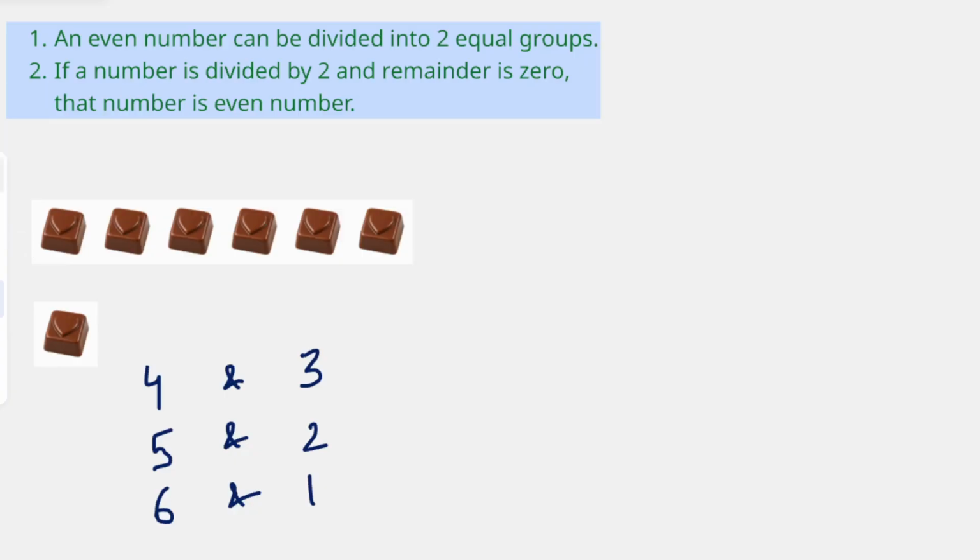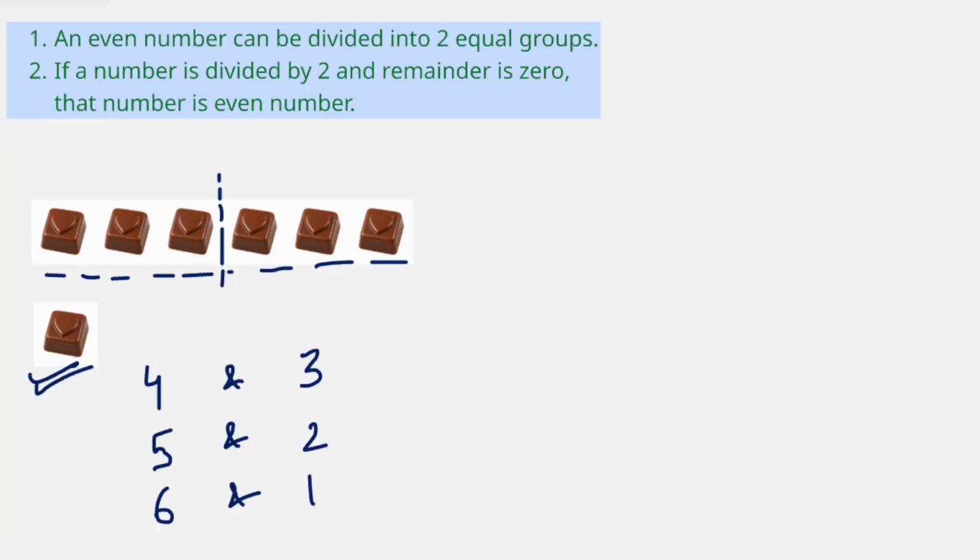Let's see what we did in the previous example. We made groups like this, 3 and 3, but then this one is left over. So of course it is not possible to divide 7 into two equal groups, right? So this is what an odd number is all about, okay?